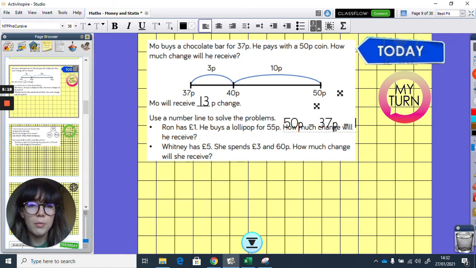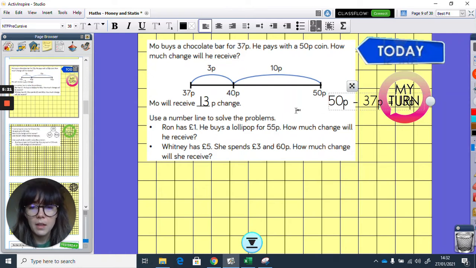Okay, so we've got a couple of other ones. Use a number line, so this is a number line, to solve the problems. Ron has £1. He buys a lollipop for 55p. How much change will he receive? And the next one, Whitney has £5. She spends £3.60. How much change will she receive?